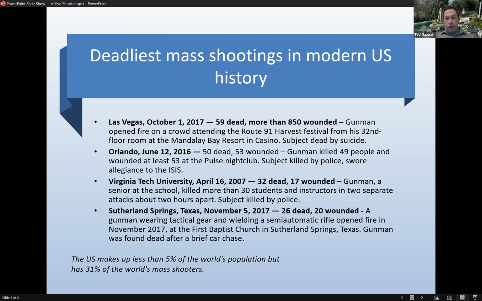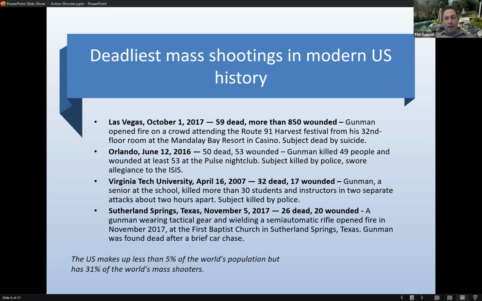The Orlando shooting at Pulse nightclub, that was again a bad one, but that was odd because it was a hostage situation at some point, and he claimed allegiance to ISIS or something to that effect.